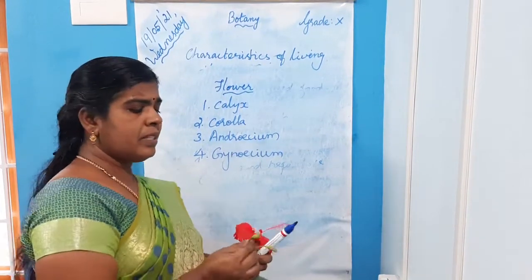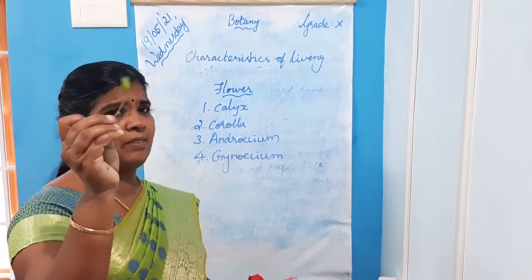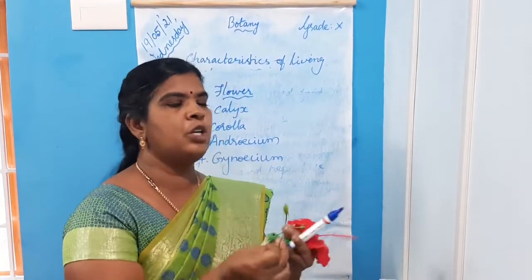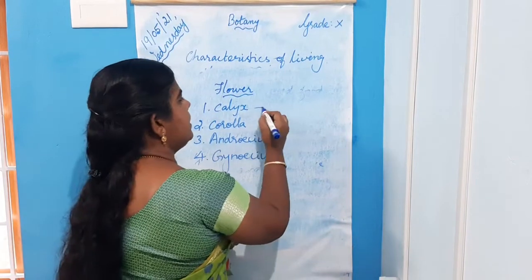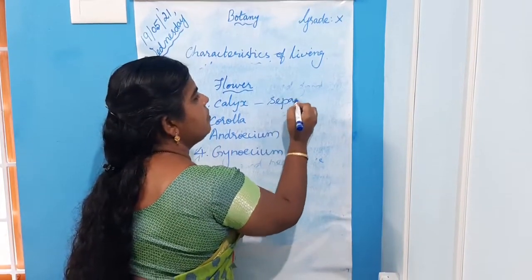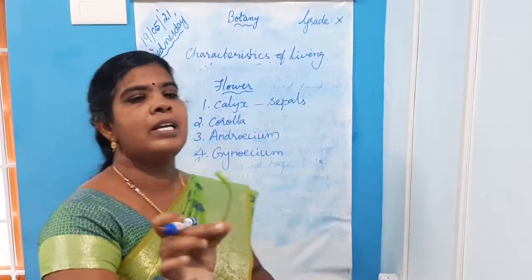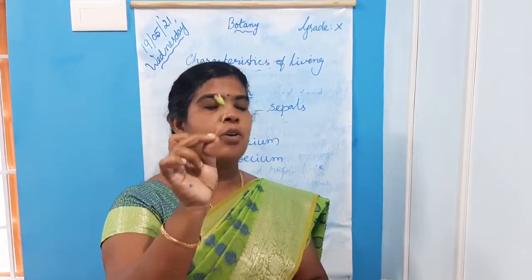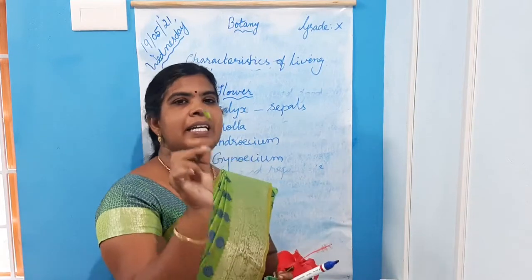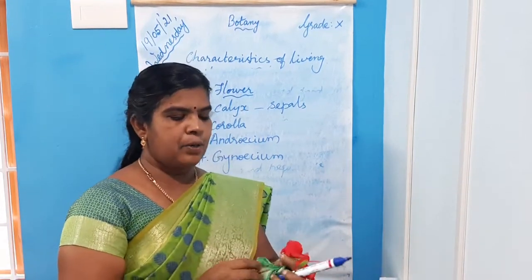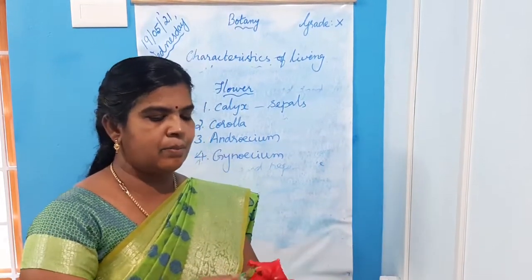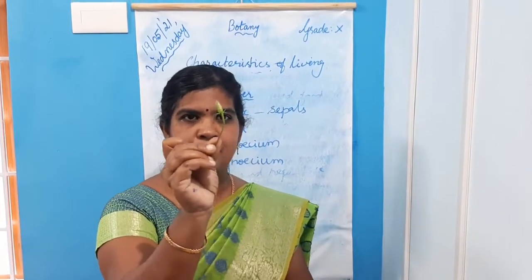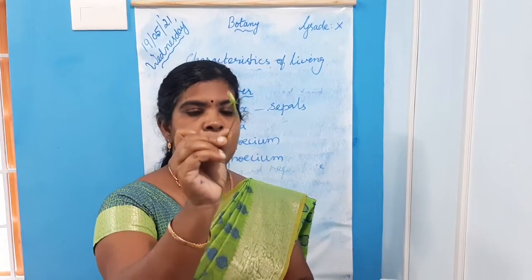The outermost whorl of the flower is called calyx. It consists of the individual units called sepals. These sepals are green in color and they protect the flower when it is a bud. Here is the bud. The calyx protects the flower when it is a bud.